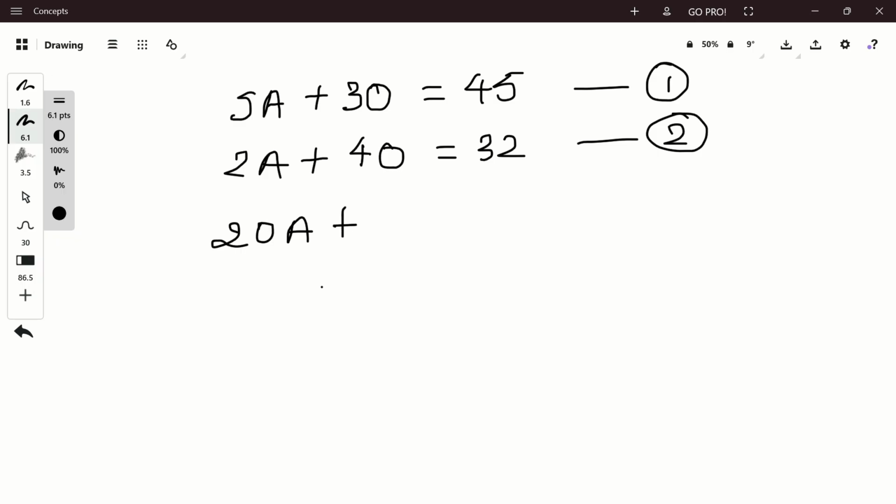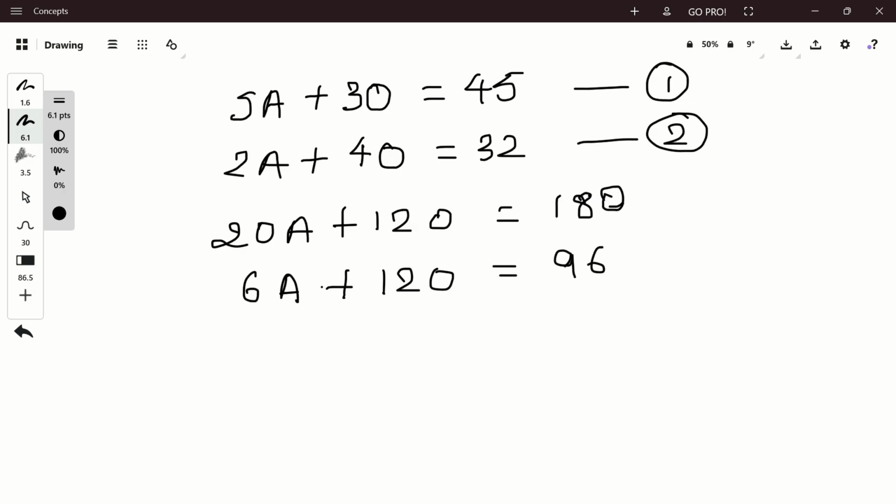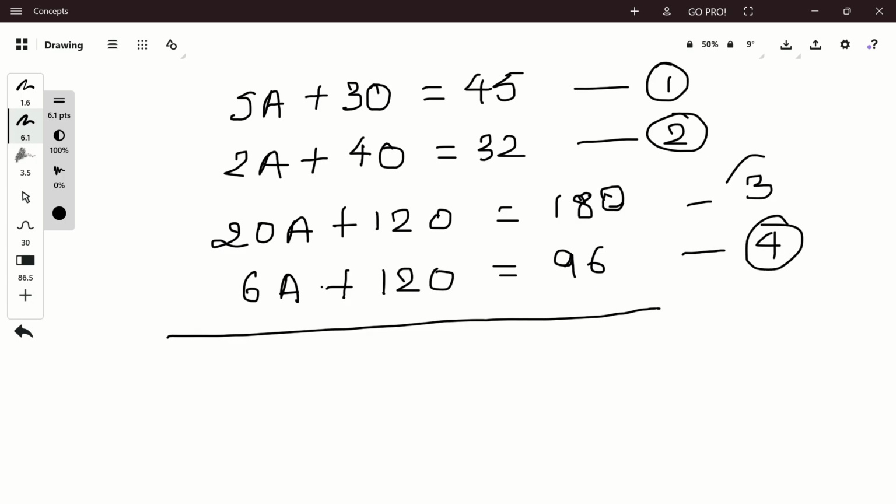Multiplying equation 1 by 4 and equation 2 by 3 to eliminate O, we have 20A plus 12O equal to 180 and 6A plus 12O is equal to 96.